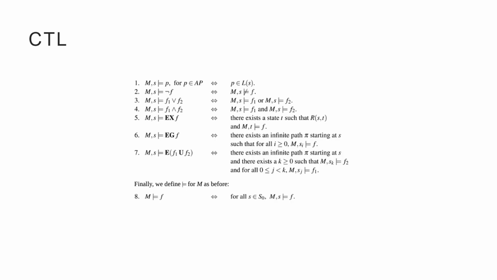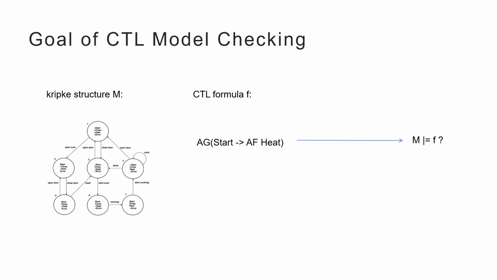M, S satisfies F means that state S in the Kripke structure M satisfies the CTL formula F. Additionally, we can omit M and simply write S satisfies F, which also means that state S satisfies the CTL formula F. And we can also omit S and only write M satisfies F, which means that all the initial states satisfy F.